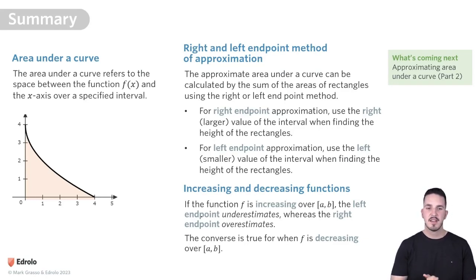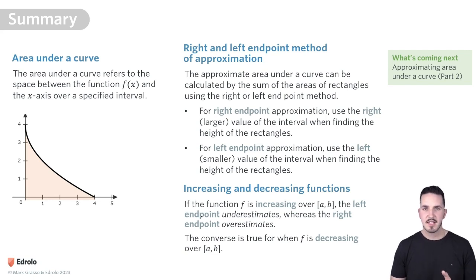So in summary, when we want to find the area under a curve, it refers to the space between f of x and the x-axis over a specified interval. For the right and left endpoint methods, starting with the right, you want to essentially find the right endpoint of that particular rectangle. So let's say, for example, it's between 0 and 1. You'd find f of 1, because that's the right-hand side of that rectangle.